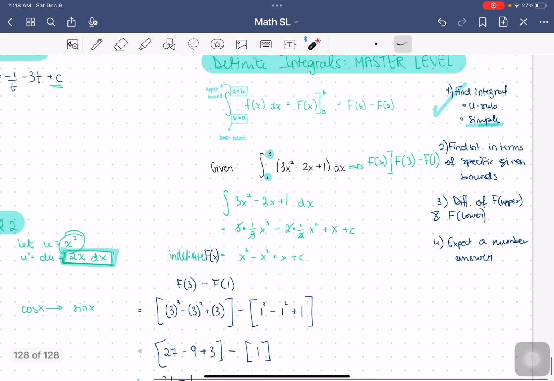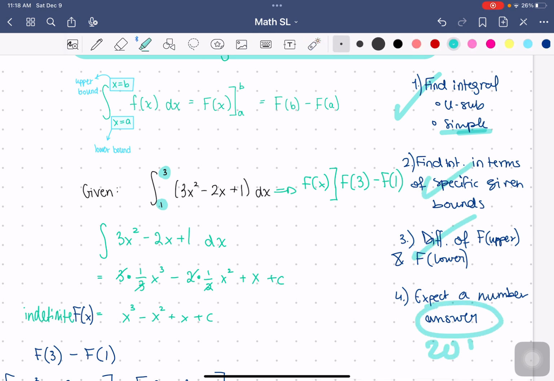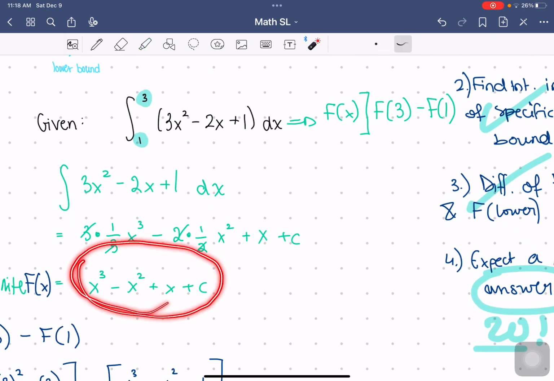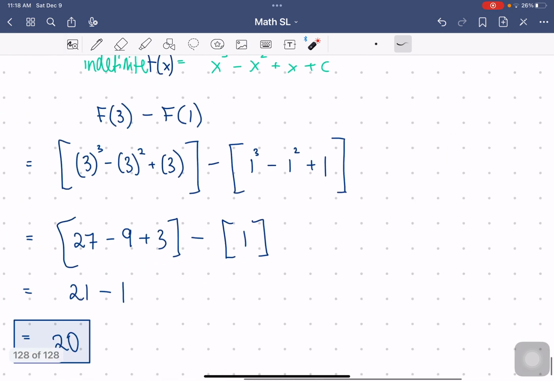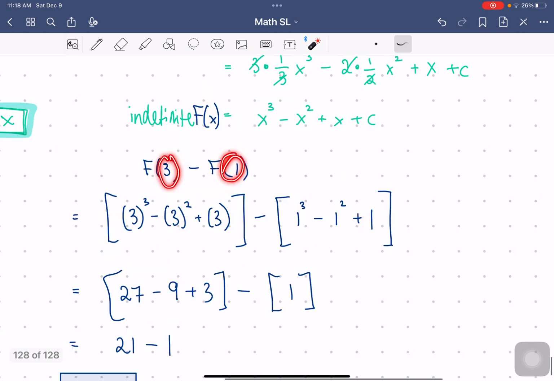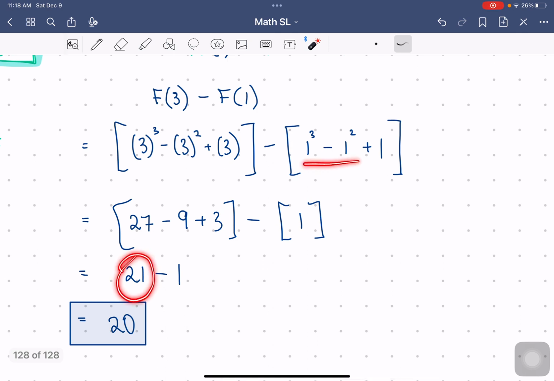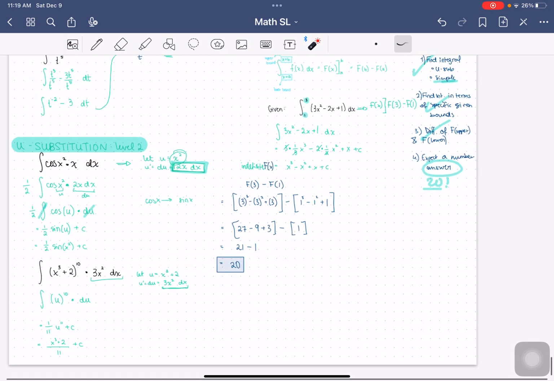So let me do another recap. What we did here was we found the integral. I kind of mashed these two together. And we expected a number for an answer, which we got: 20. Did you guys get 20? Let me know in the comments. So first, we found our integral, and we got this as our indefinite integral of this. And then we had to use our bounds, and we had to substitute the x for bounds. We had 3 and 1, which is upper minus lower. And over here we got 21. Over here we got minus 1. And at the end we got our answer, which was 20.